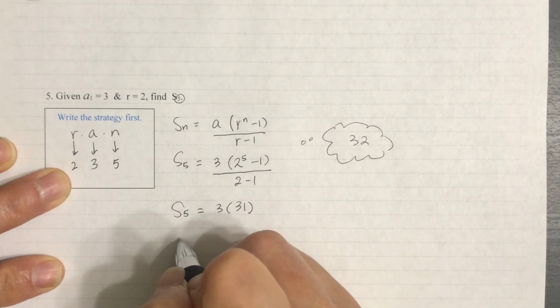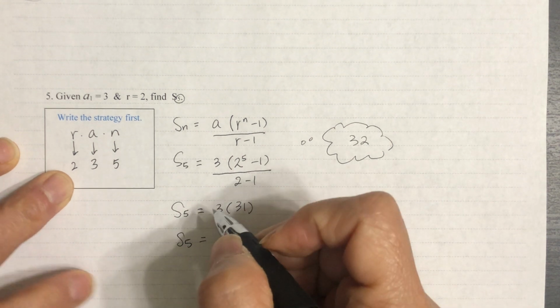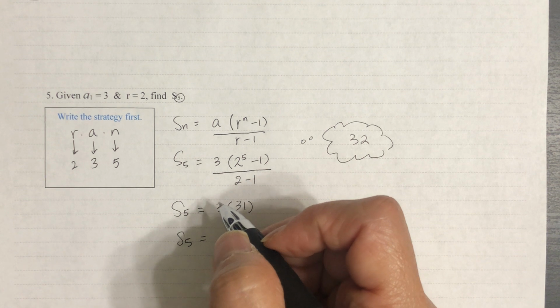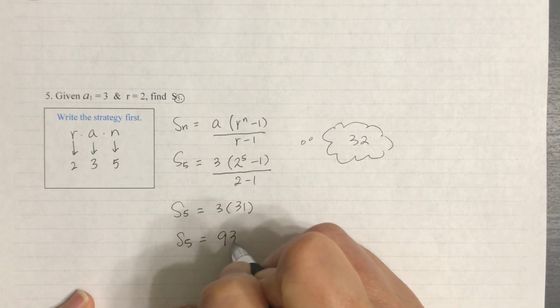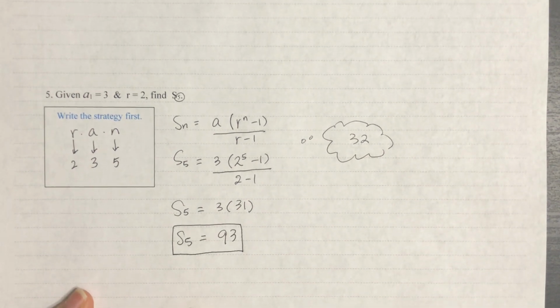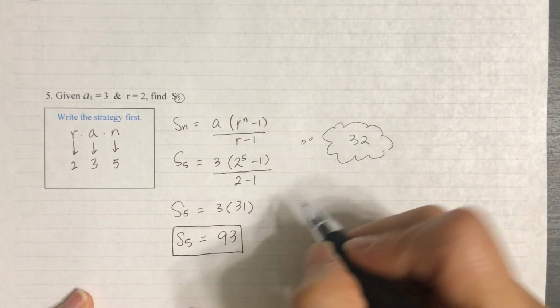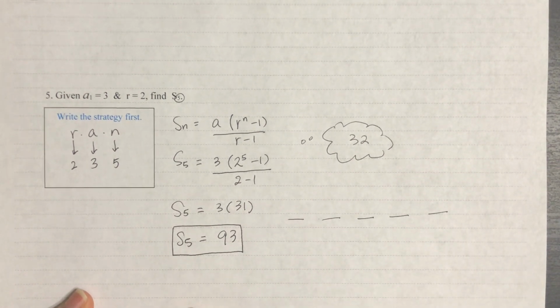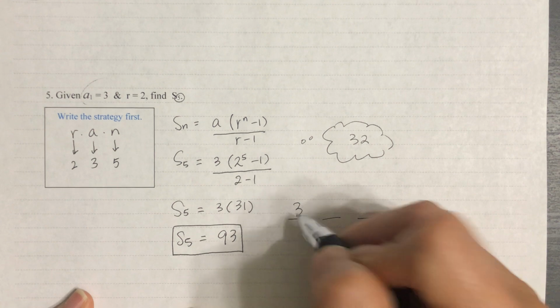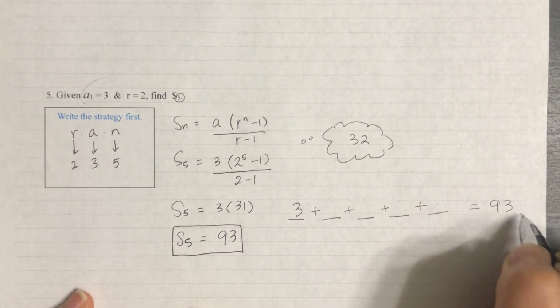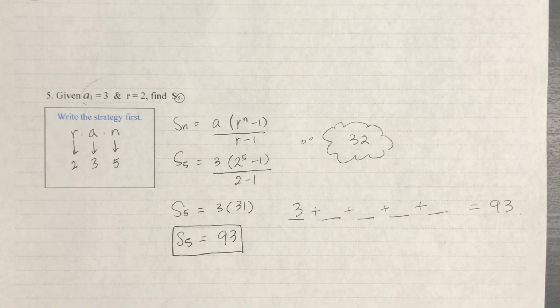The bottom is 1. So that's the easy one, right? If you multiply it, it's going to be 93. Okay, so once again, what does that mean? We have a sequence that's 5 terms that starts with 3, and then you add all of them, whatever they are, it becomes 93. So that's what it means. Okay, let me stop here.